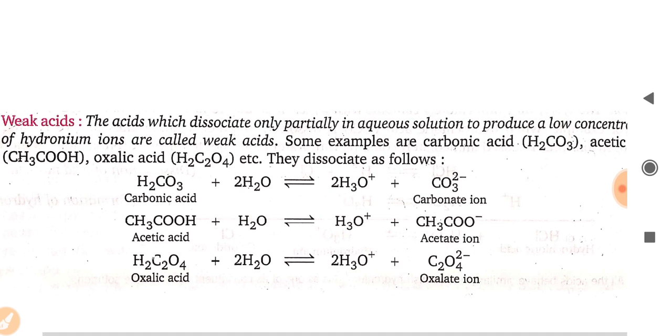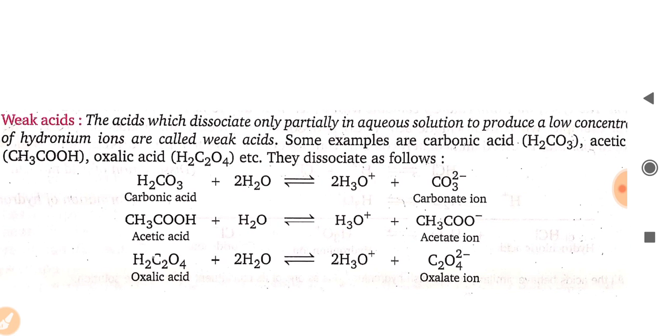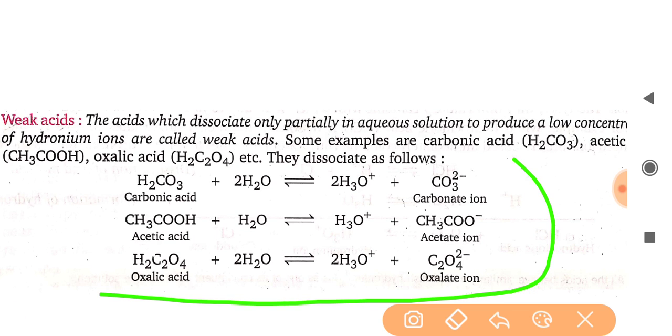Now weak acids: the acids which dissociate only partially, or in half amount, in aqueous solution to produce a low concentration of hydronium ion are called weak acids. Some examples are carbonic acid H2CO3, acetic acid CH3COOH, oxalic acid H2C2O4, etc. This dissociates as follows. The examples are given here like that.